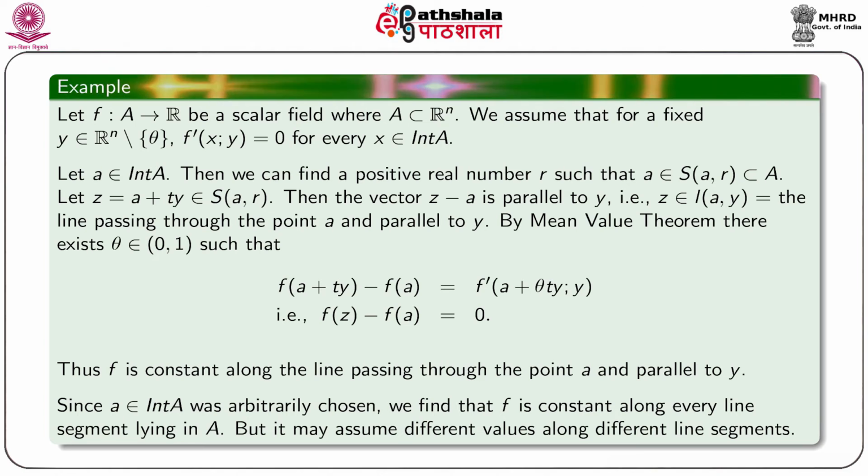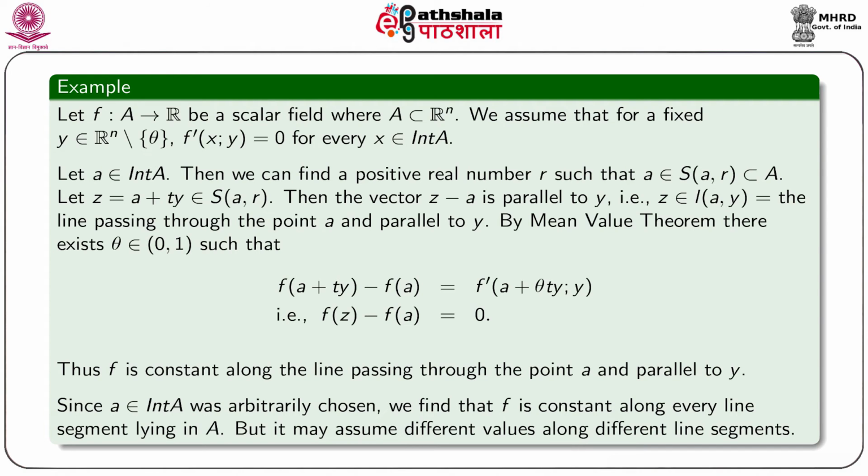Another example: let f be a scalar field defined on a set A where A is a subset of Rn. We assume that for a fixed non-zero vector y in Rn, f dash(x, y) equals 0 for every x from the interior of the set A. That is, at every interior point of the domain of the scalar field f, the vector derivative f dash(x, y) vanishes identically.